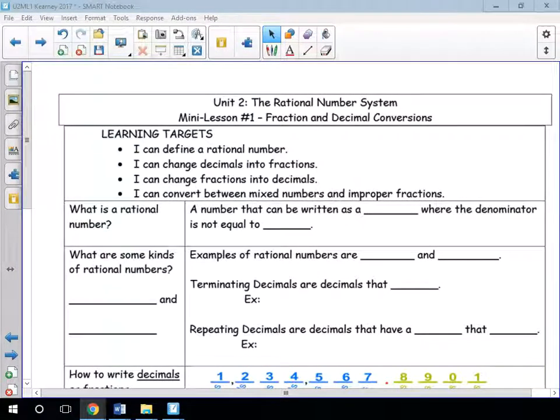Before we get started, go ahead and make sure you write your name at the top of your paper, and this is entry number 1.